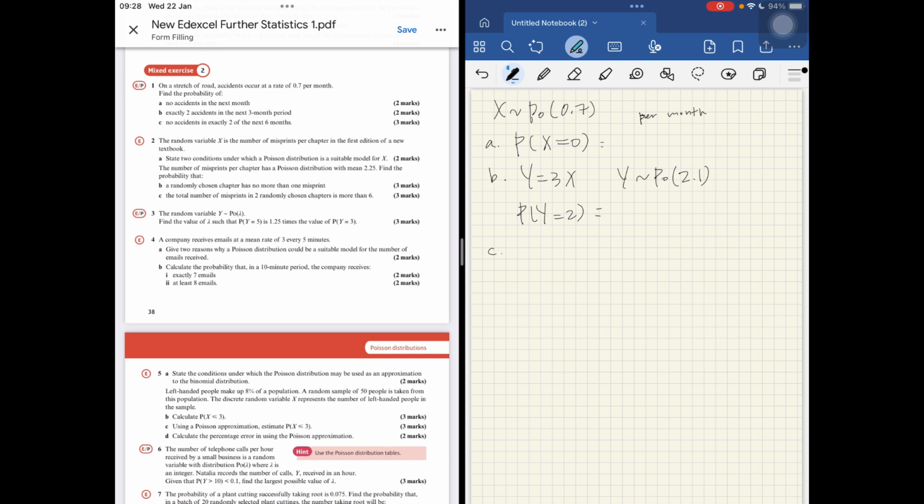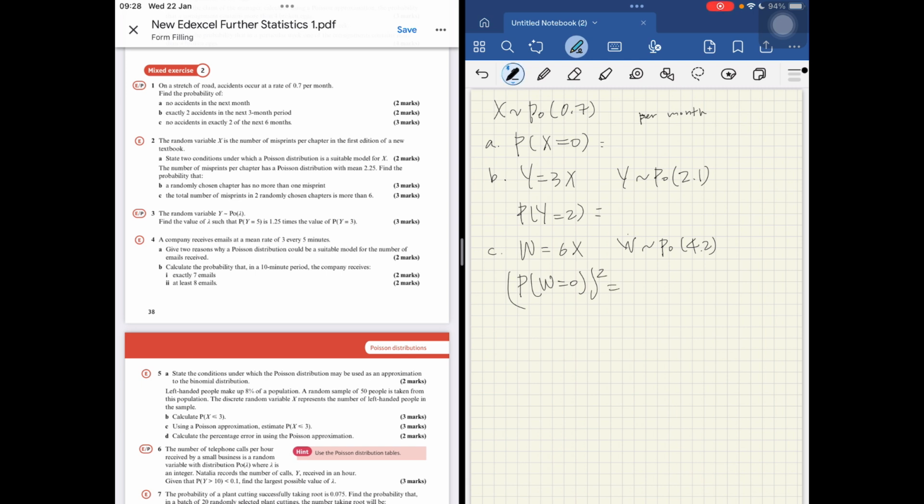And part C, no accident in exactly 2 of the next 6 months. Exactly 2 of the next 6 months. So again, W becomes 6 months. So W follows Poisson 4.2. But now we have 2 of the 6 months. So probability W becomes 0, squared.